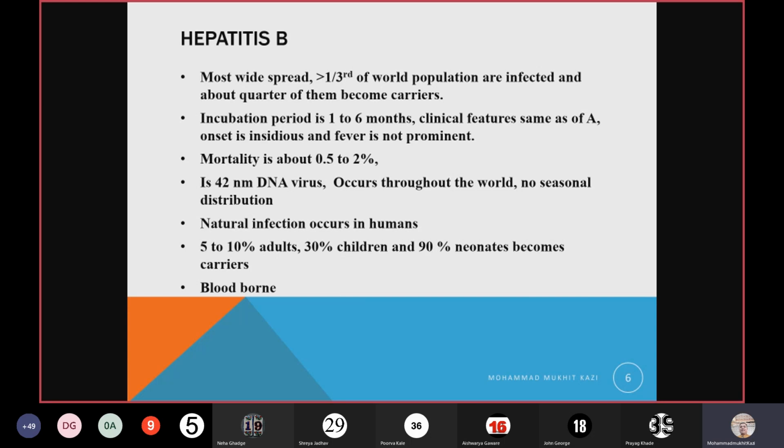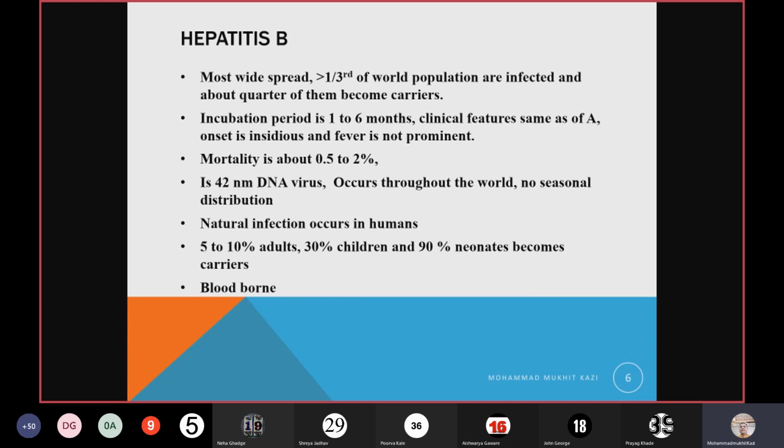Onset is insidious. Insidious means hidden, gradual, slow. And fever is not prominent. In hepatitis B, fever is not prominent. Mortality is there, and it is about 0.5 to 2%.